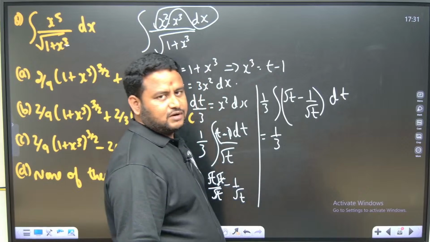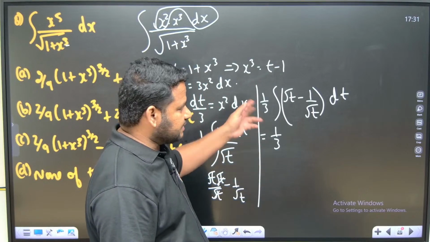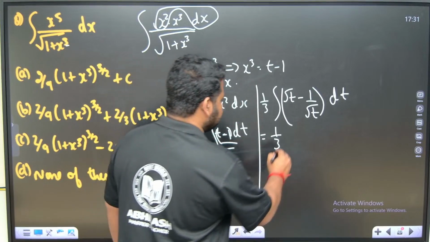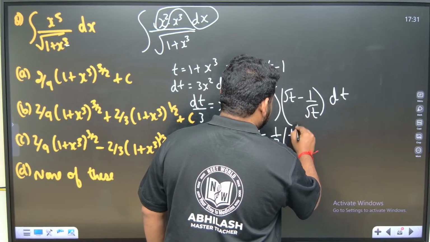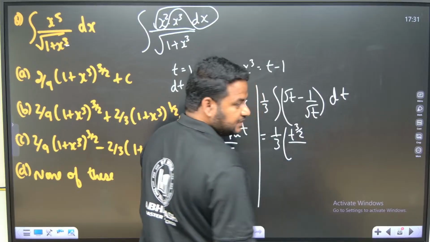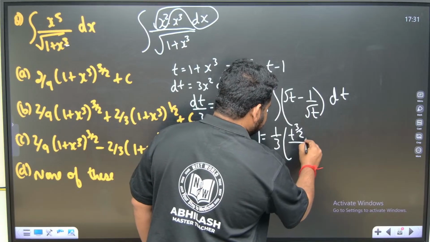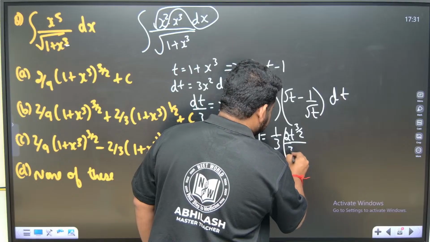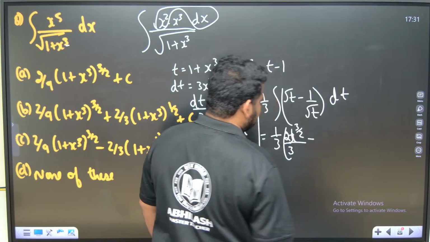T to the power of 1 by 2. So root t can be written as t to the power of 1 by 2. So this will become t to the power of 1 by 2 plus 1, that is 3 by 2, divided by 3 by 2. If I write it here, this will become 2 by 3, minus 1 by root t.